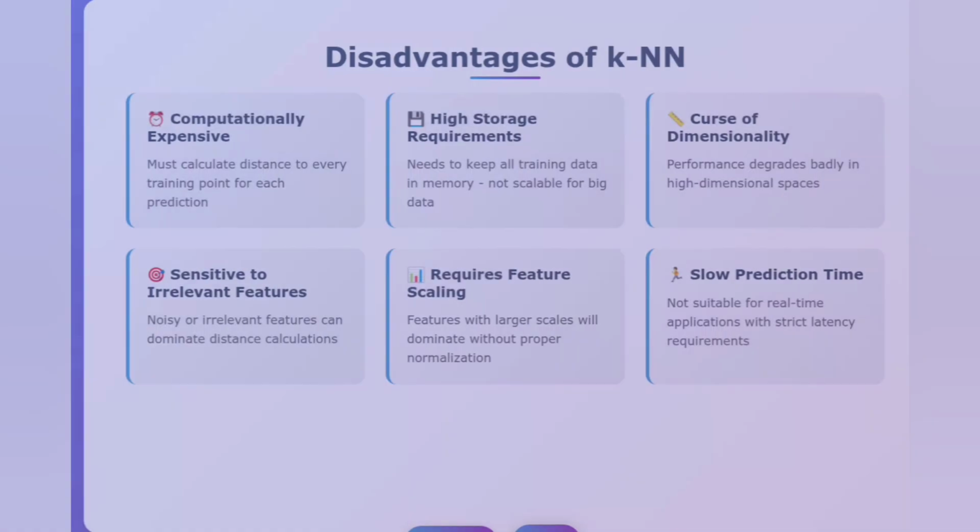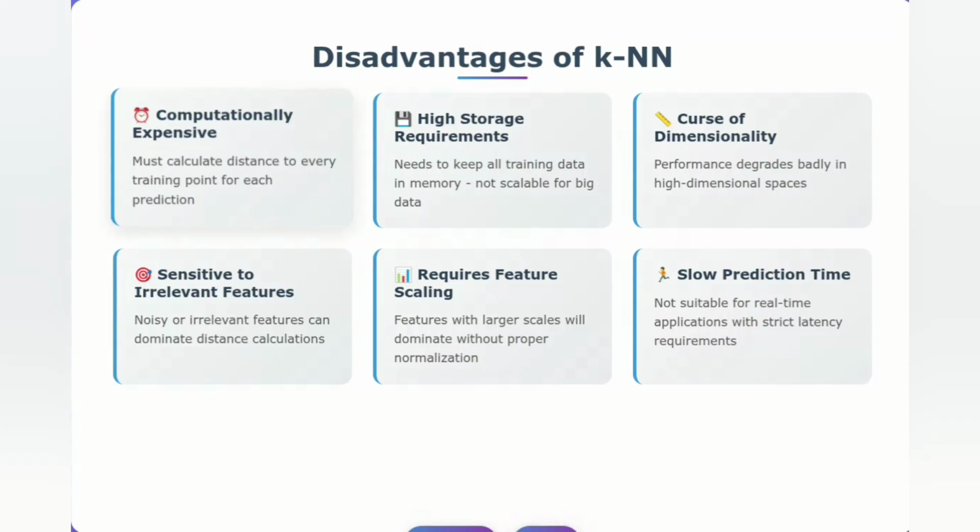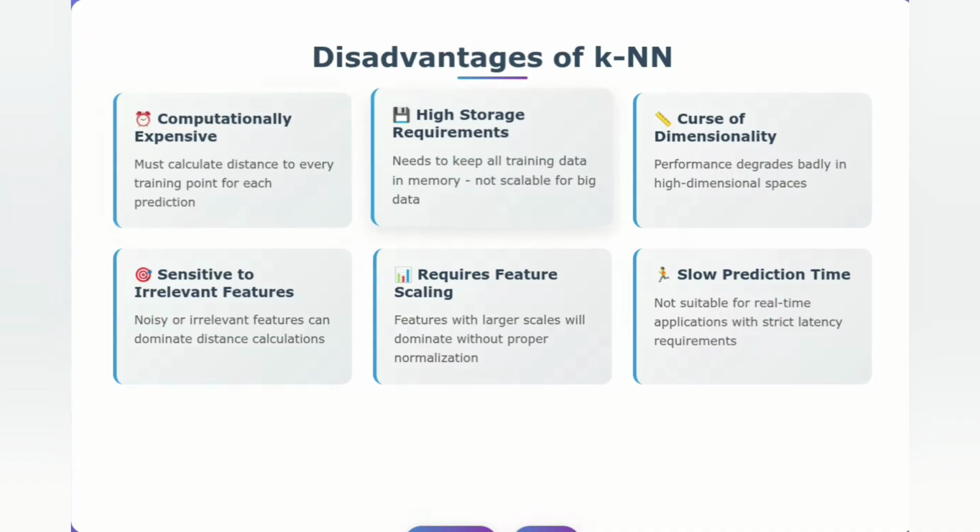However, KNN also has some significant limitations. The biggest issue is computational cost. Since we need to calculate distances to every training point for each prediction, it can be very slow with large datasets. Storage requirements are also high because we need to keep all training data in memory. This can be prohibitive for big data applications.